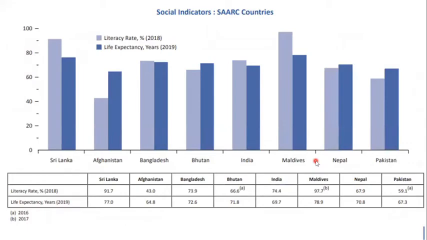This shows social indicators of SAARC countries. As the picture illustrates, both literacy rates and life expectancy in years have been recorded the highest from Maldives. The same trend could be seen from Sri Lanka, Bangladesh, Bhutan, India, and Nepal as well.